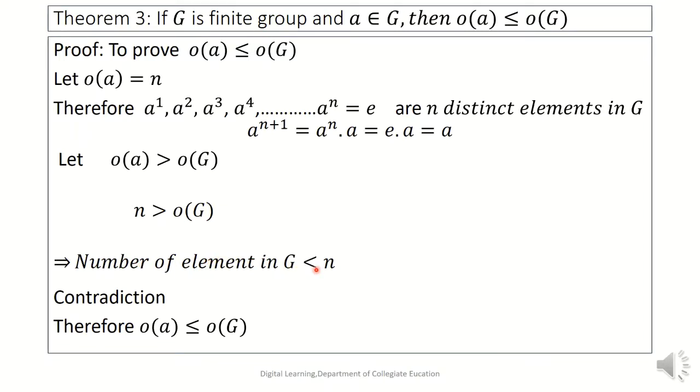Is it possible? Basically, the group G has n distinct elements. Here we are getting a number which is less than n. So this contradicts the fact that order of a is greater than order of G. That means what we have taken, order of a is greater than order of G, is wrong. Therefore, order of a is always less than or equal to order of G.